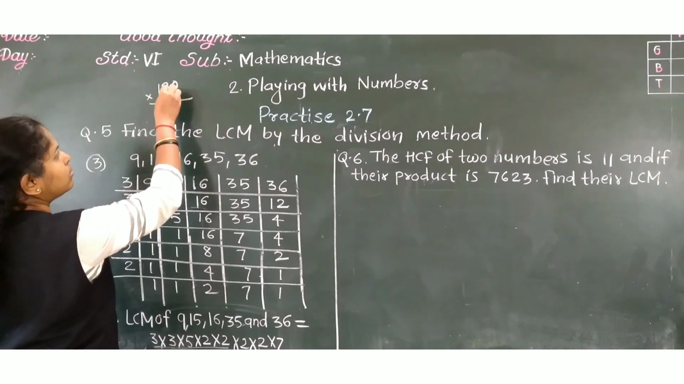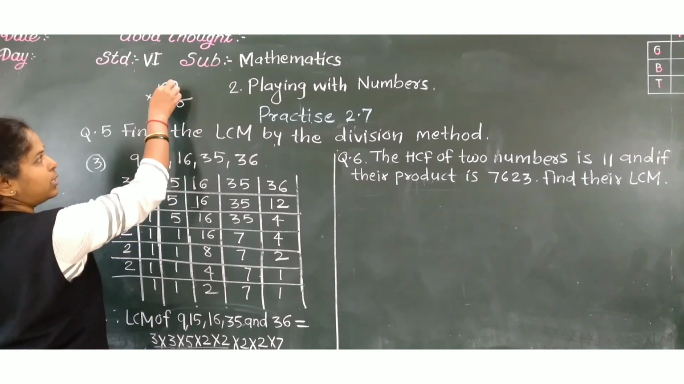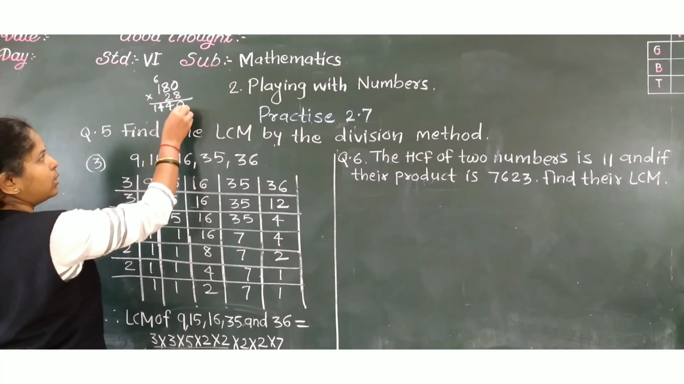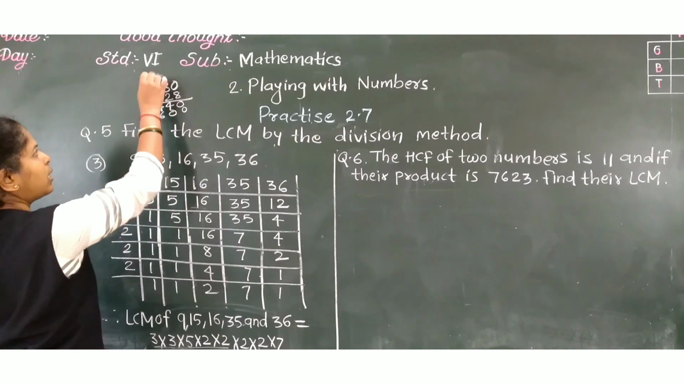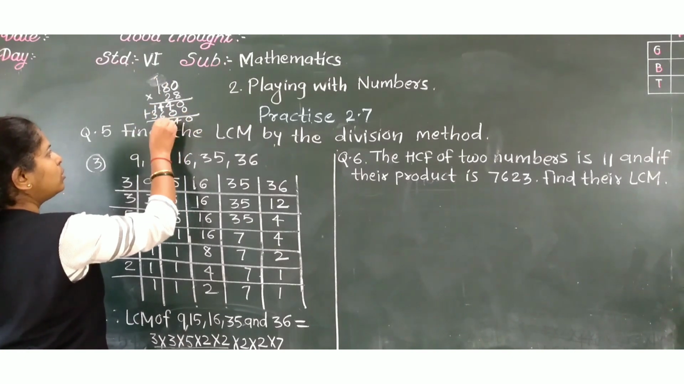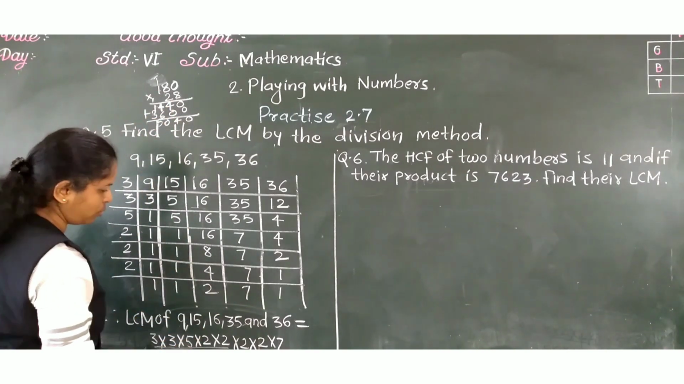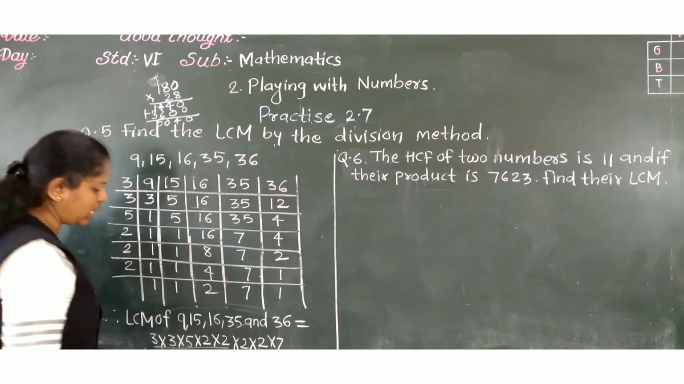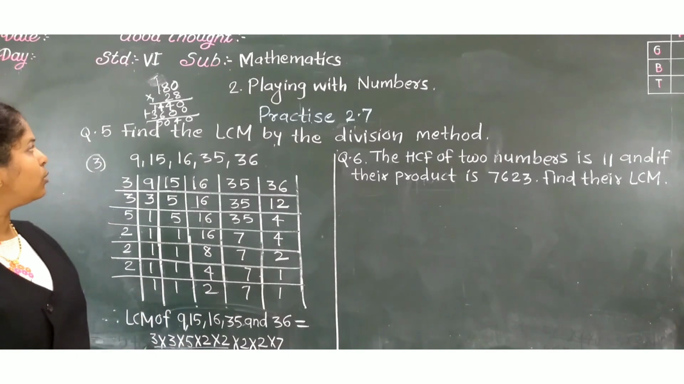180 into 28: put 0, 8 8s are 64, 4 carry 6, 8 1s are 8 plus 6, 14. Then compulsory 0, 2 0s are 0, 2 8s are 16, carry 1, 3. Add: 0, 4, 3 plus 1 is 4, plus 5. That is 5040. The answer is 5040. So the LCM of these numbers is 5040. Okay.